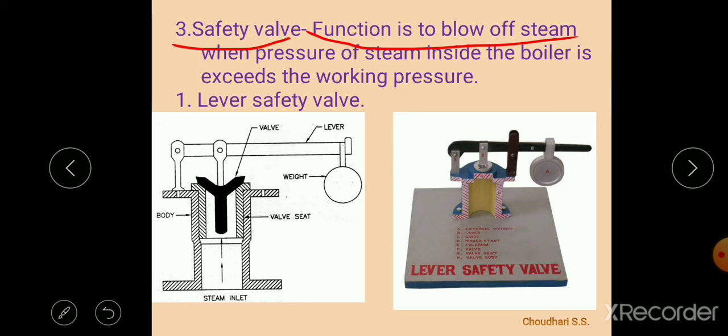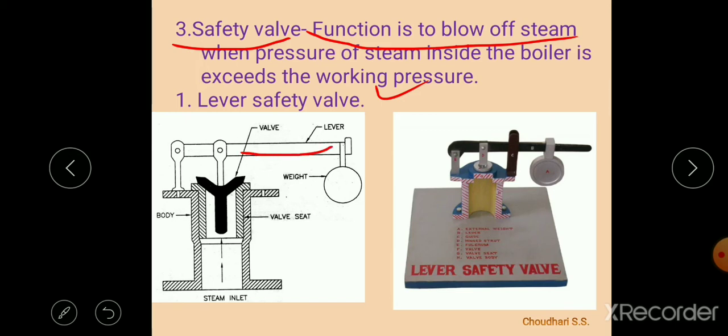If the pressure exceeds the working pressure level, there may be chances of damage to the boiler shell or an explosion. To avoid that, safety valves are used. There are different types of safety valve, and we see them one by one. First one is the lever safety valve. As shown in the diagram, the lever safety valve consists of a lever and a valve body.